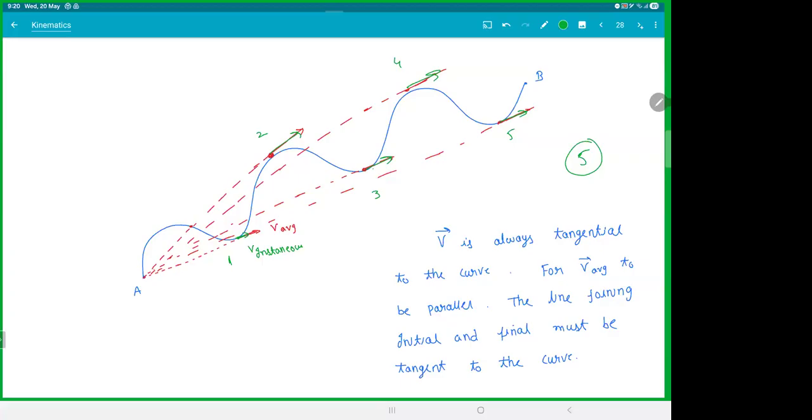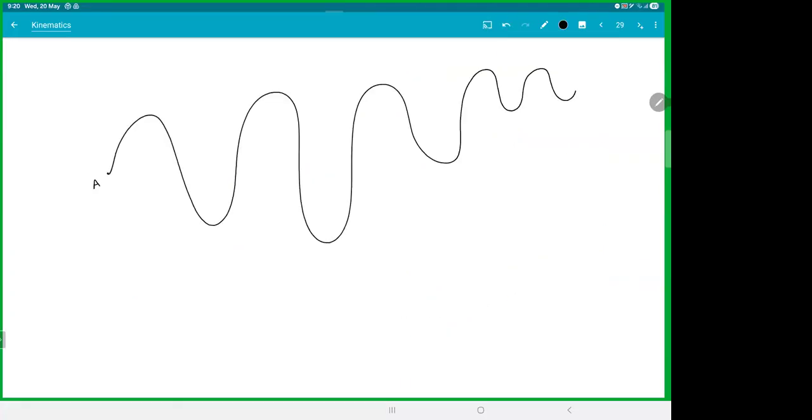Someone is starting from here, you go like this, and then you go like this. Now tell me how many times they'll be parallel. I just made up something random. How many times the average and the instantaneous are parallel? Yeah. You got the idea how to do this.